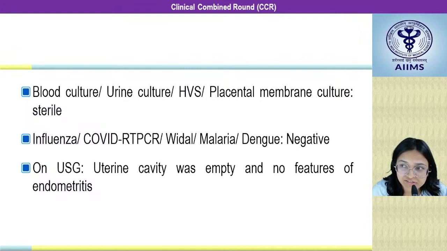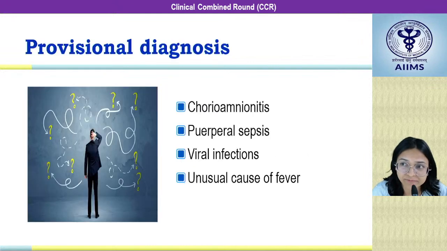We did her ultrasound, but the uterine cavity was empty. There were no products of conception, and there were no features of endometritis as well. So as a provisional diagnosis, she was not fitting into chorioamnionitis, puerperal sepsis, or viral infection.